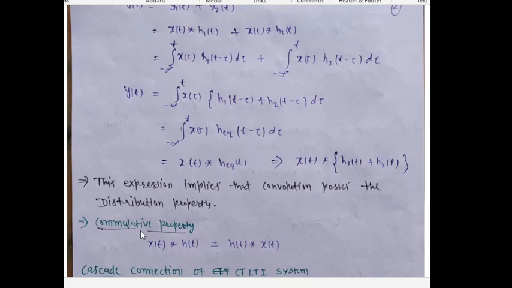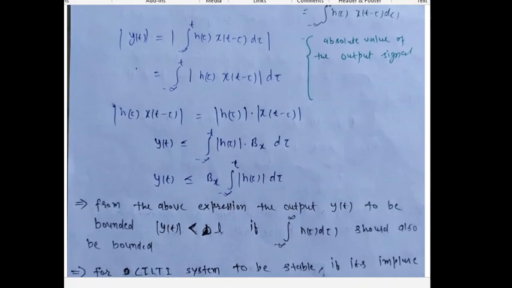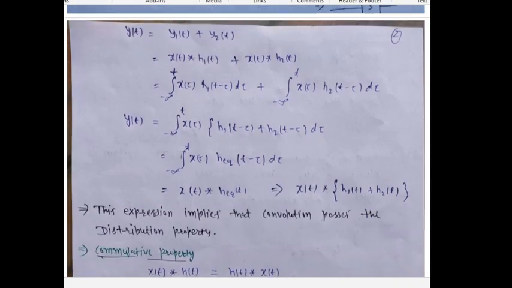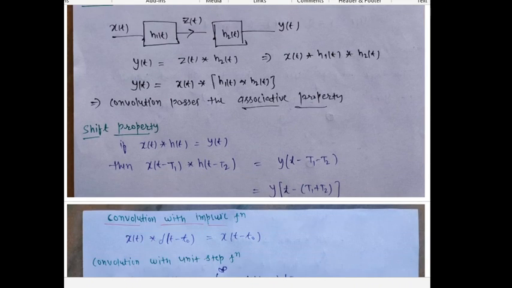Now the next property is the commutative property: x(t) convolved with h(t) equals h(t) convolved with x(t). We already wrote this equation. This is the equation for the commutative property: x(t) convolution h(t), and this is h(t) convolution x(t). Now we will discuss the cascade connection.